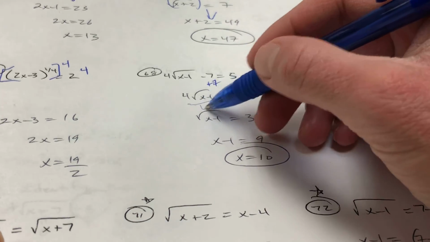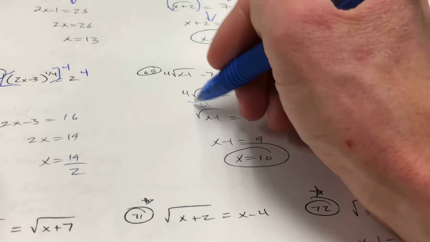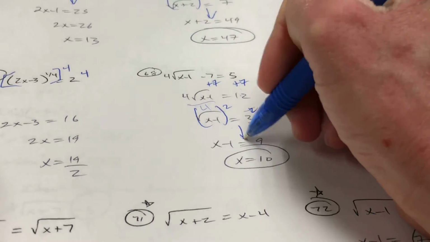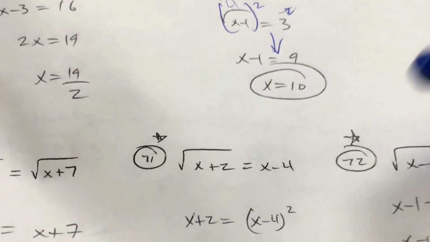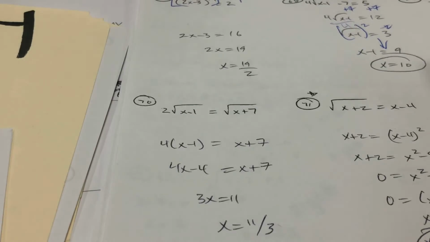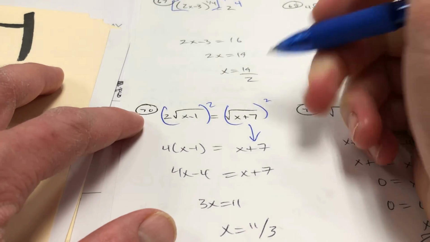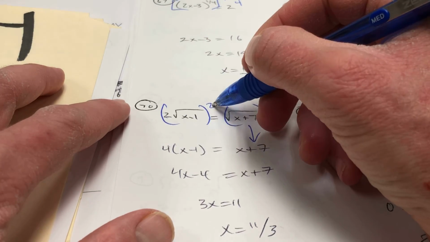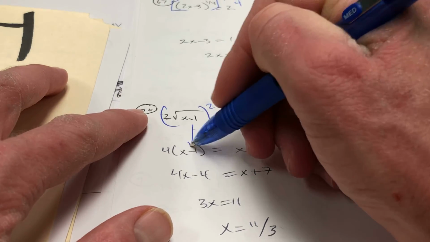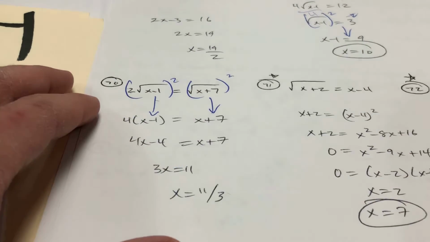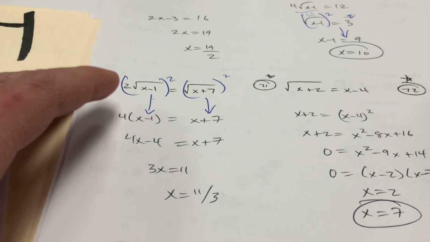All right, divide both sides by 4. Then I'm going to square both sides, okay? On 70, going to square both sides right away. That's x plus 7. When I square this, 2 times 2, 2 squared is 4. This pops on down, falls on down, pops on out, whatever you want to do. All right, get your answer.